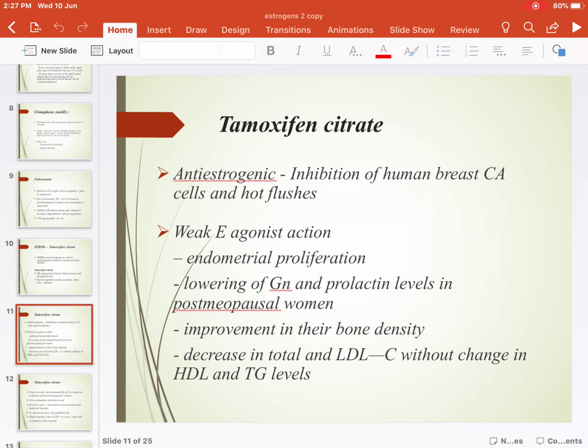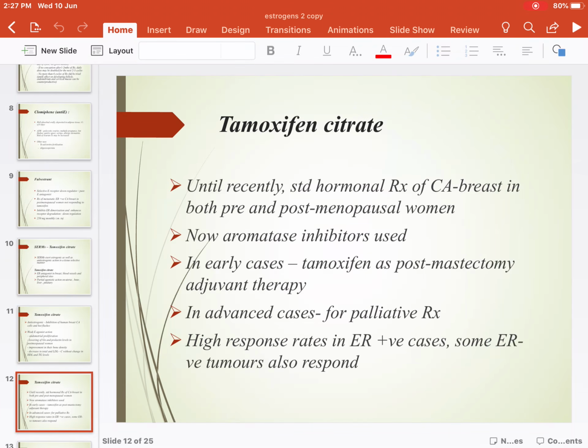So it is anti-estrogenic at breast tissue and a weak agonist at the uterus. Endometrial proliferation is there, there is lowering of gonadotropin and prolactin levels in postmenopausal women, bone density is going to be maintained, and there is a decrease in total LDL without change in HDL levels and triglyceride levels.